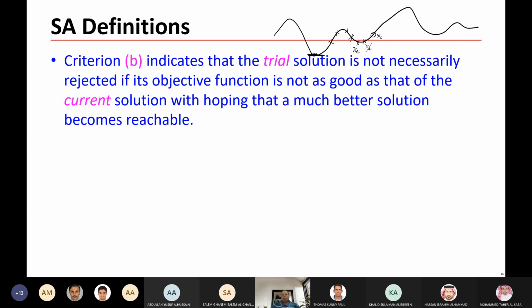You can do some hill climbing, and then you can reach the optimal solution later on. So you will not reject this solution. If you reject it, you will be trapped in this local optima. But if you accept it, this could lead you to a better solution or better search area. So hoping you can reach it.